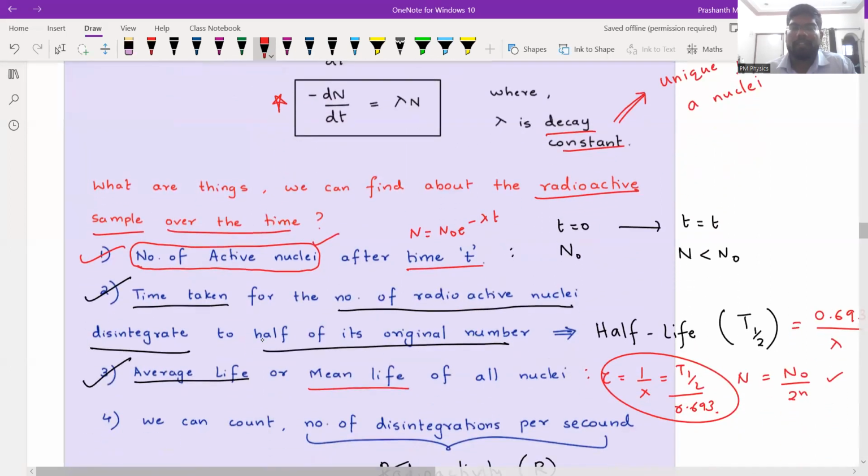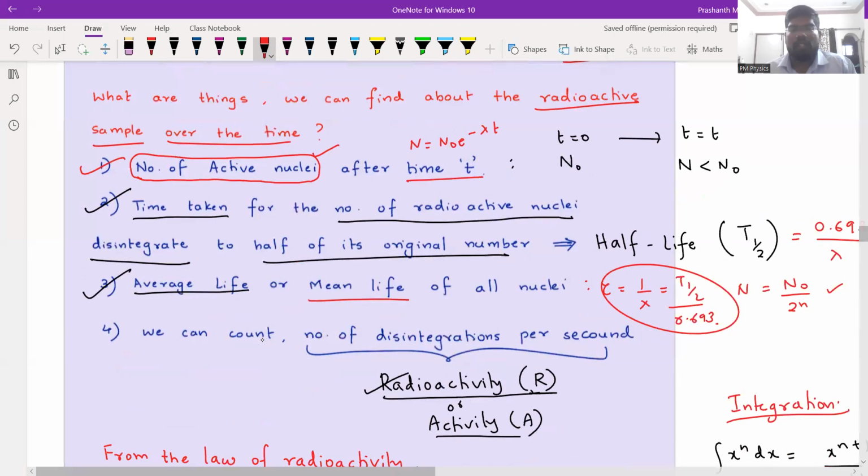And what are the questions we asked? These four questions we asked. First, how many nuclei are going to remain after some time? That is, the number of active nuclei at time t. What is the relation we got? N is equal to N naught into e power minus lambda t.